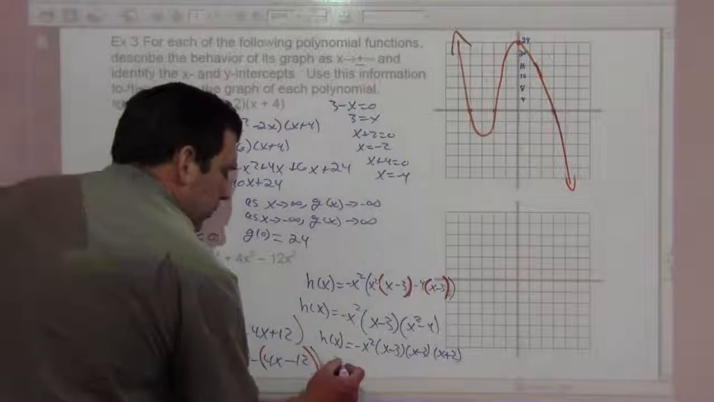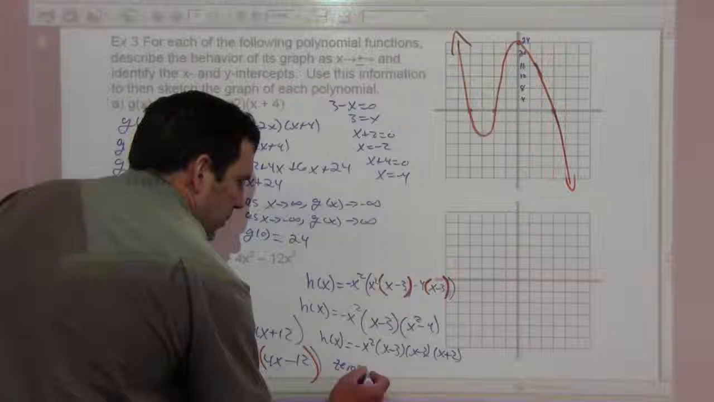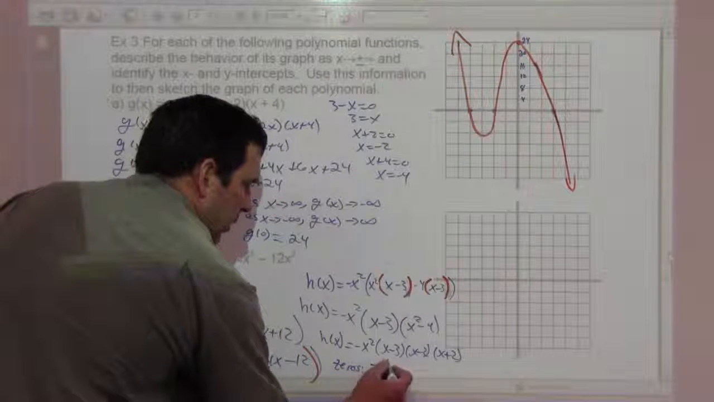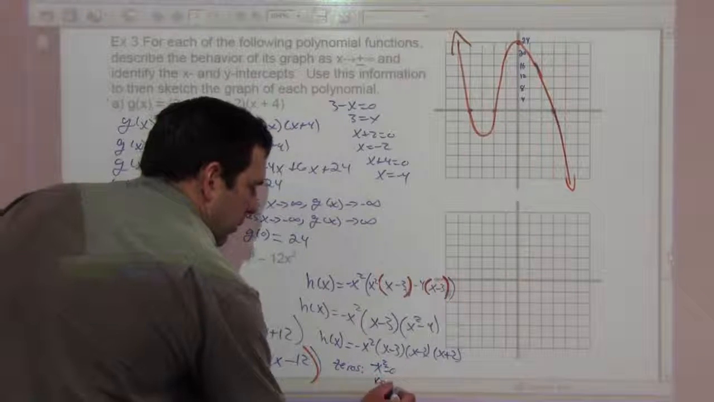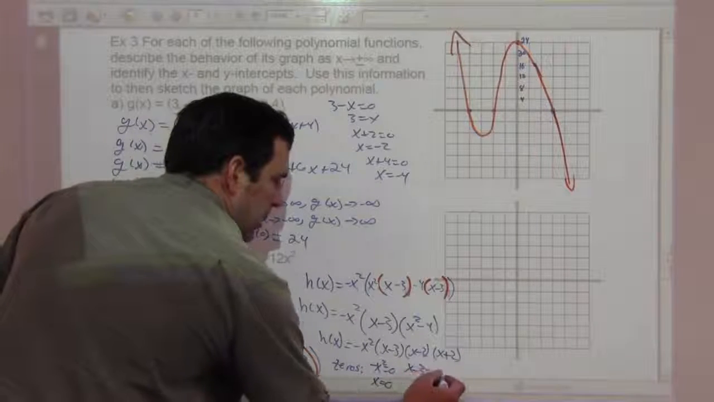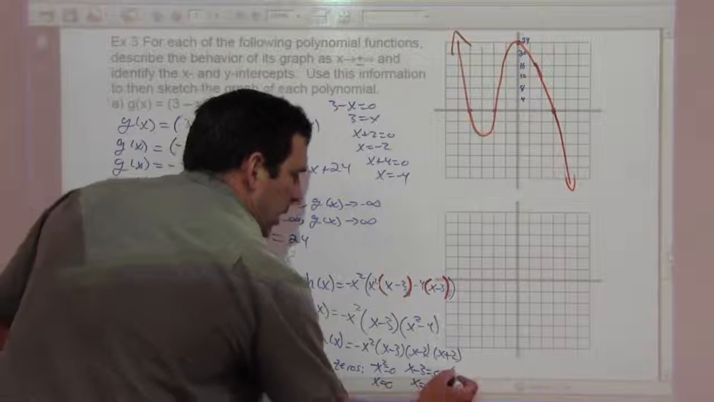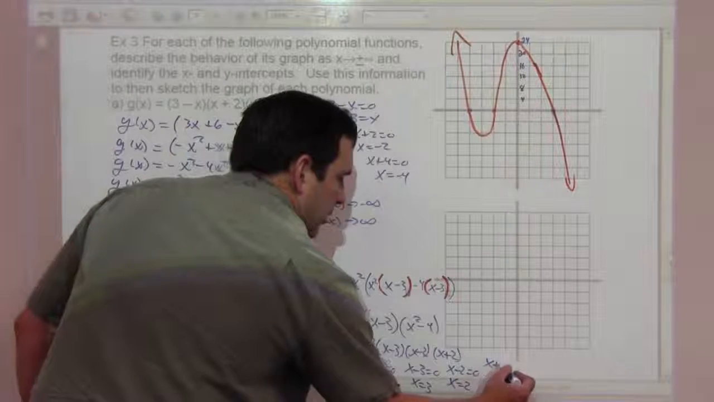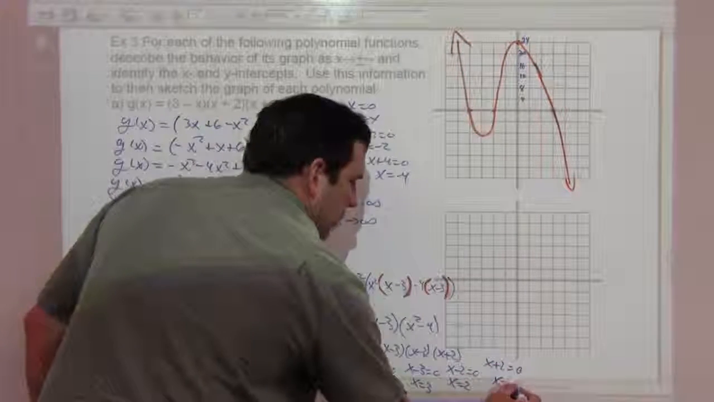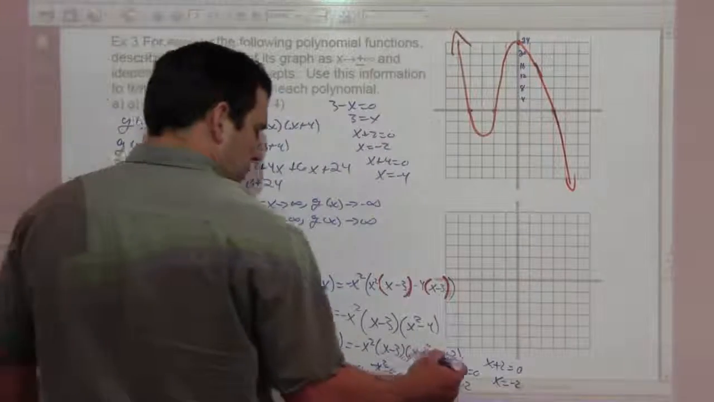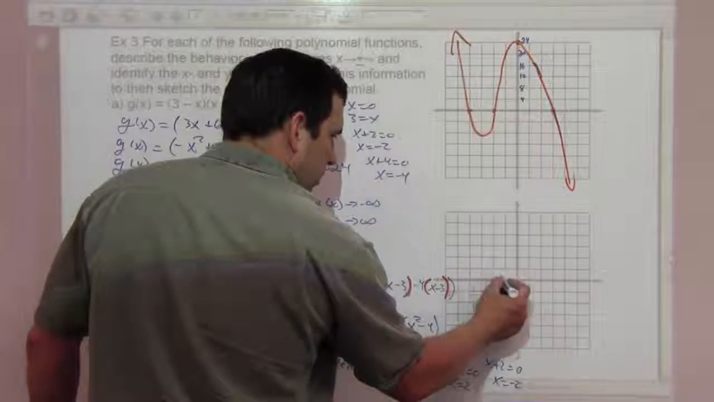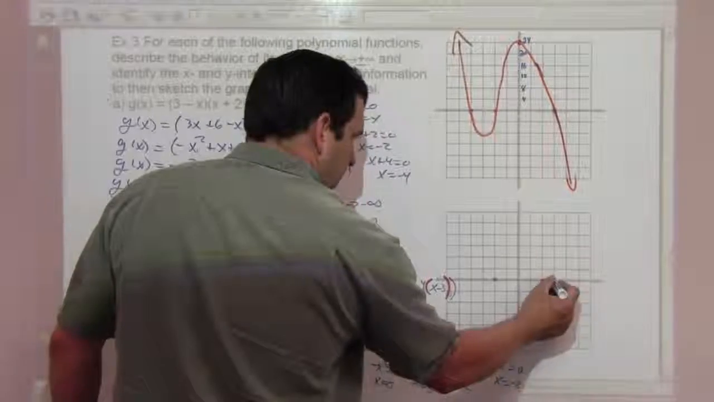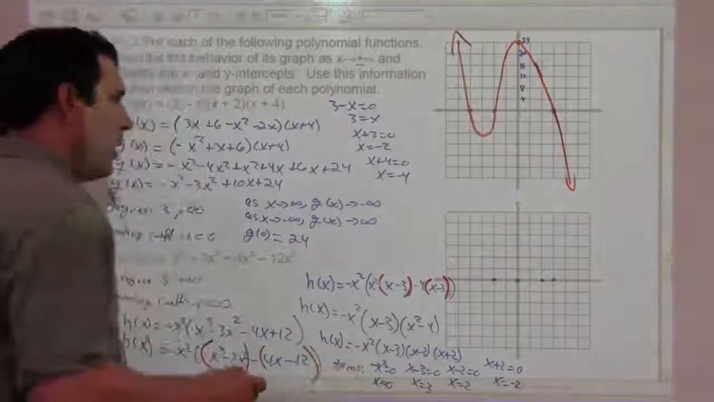So our zeros here. Well, where's negative x squared equal to 0? That's where x equals 0. Where's x minus 3 equal to 0? That's where x equals 3. X minus 2 equals 0 where x equals 2. X plus 2 equals 0 where x equals negative 2. So we have negative 2, 2, 3, and 0.